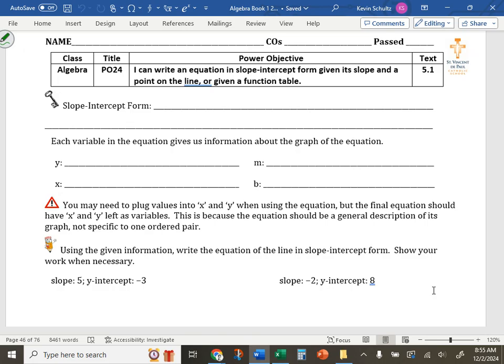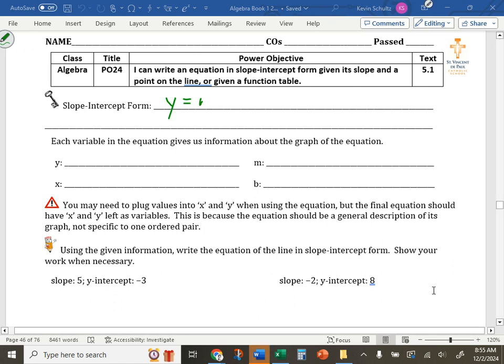It will. Slope-intercept form. All I want is the equation. What is the equation of slope-intercept form? Y equals mx plus b. Okay? Now, two of these variables we've already used a lot. We've used m and we've used b. What does the m variable represent? Slope.